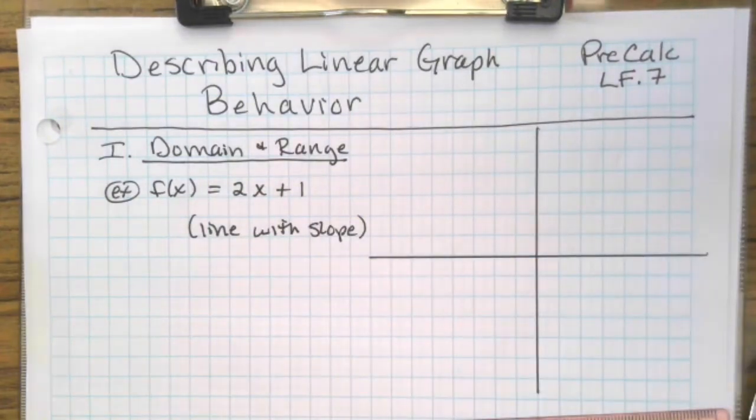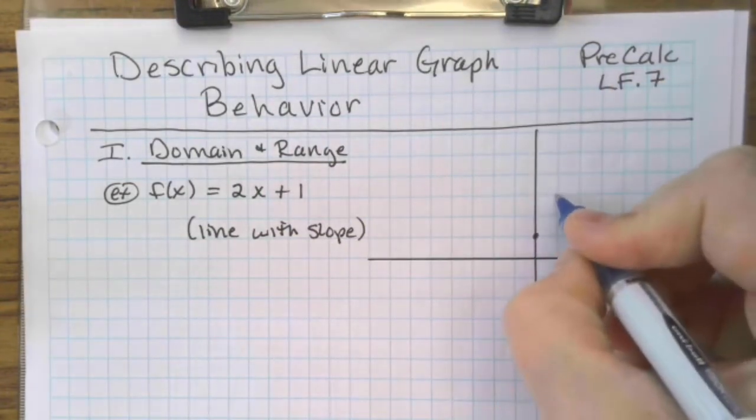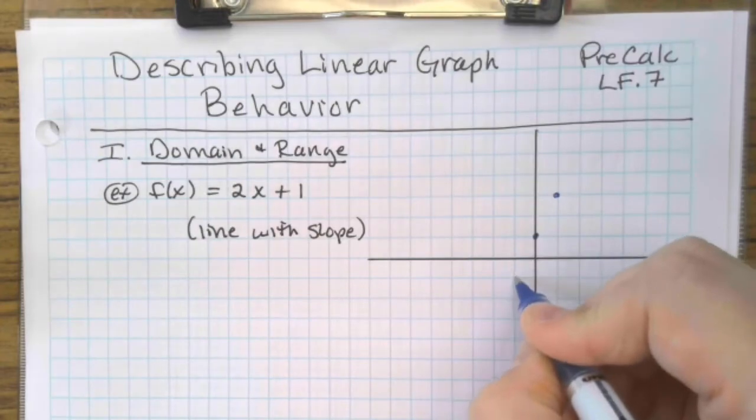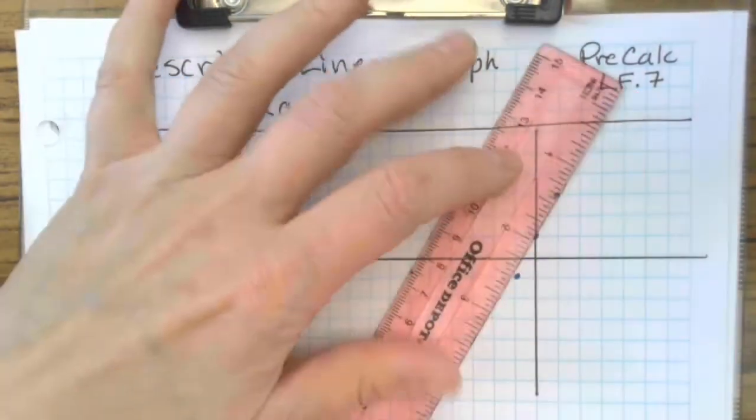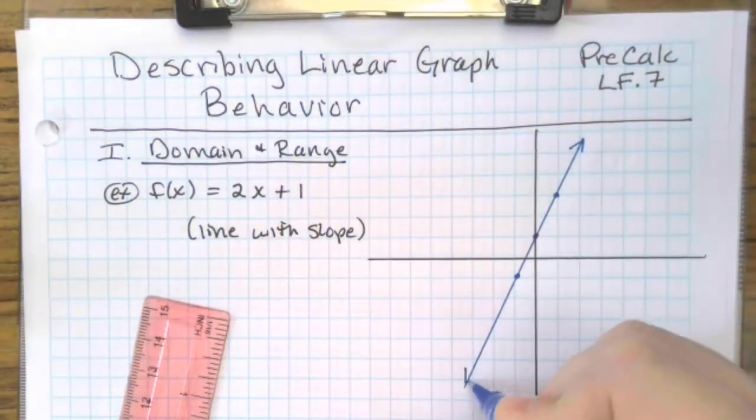And I'm going to color code this because I'm using the same grid for more than one line. So this crosses at 1. It's got a slope of 2. And there is our graph.